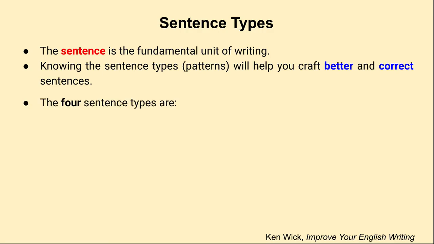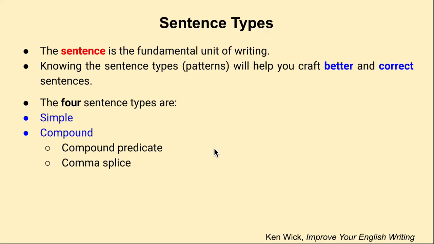So there are 4 fundamental sentence types. There's a simple sentence, a compound sentence, and I'm also going to cover a compound predicate. I'm going to cover a comma splice, which is an incorrect sentence type, because you see it all the time. I'm going to cover a run-on, which is actually not a good sentence type, but since you see it, I will cover it. There's a complex sentence and a compound complex sentence.